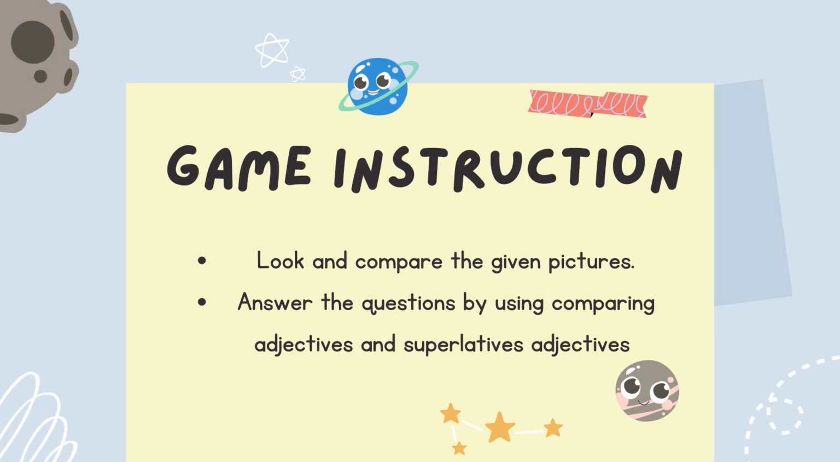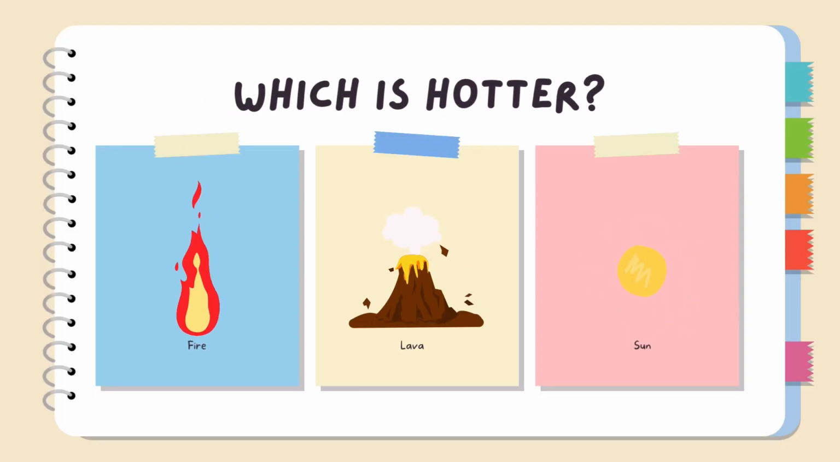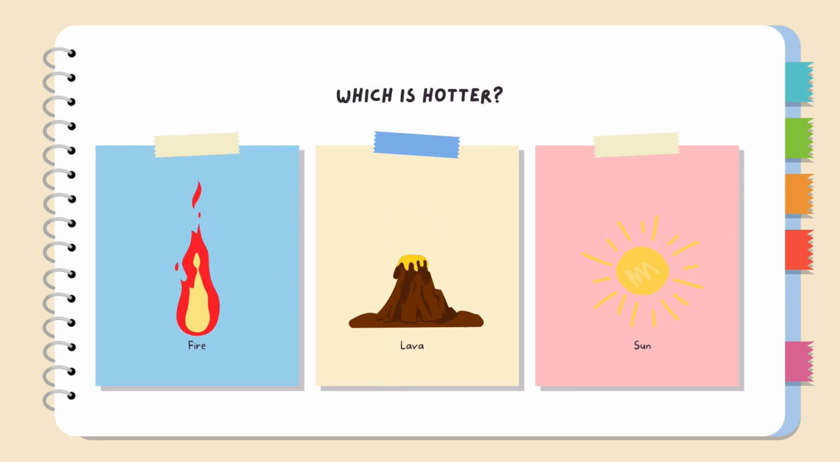Now we have arrived at the game section of this lecture. So first, read the game instructions that are given. Okay, so first, look and compare the given pictures in the game, and then answer the questions by using comparing adjectives, that is comparative adjectives and superlative adjectives. Okay, so for the first question in the game, which is hotter? First, we have fire. Second, we have lava. And third, we have sun. So which one of these do you think is the hottest?